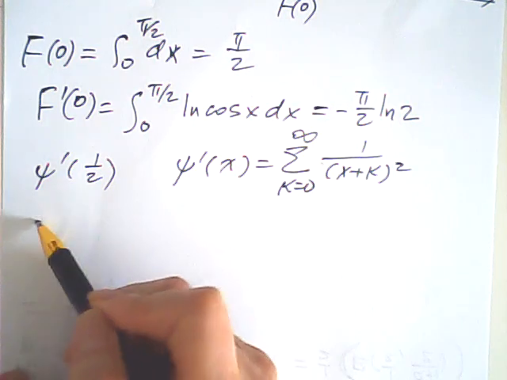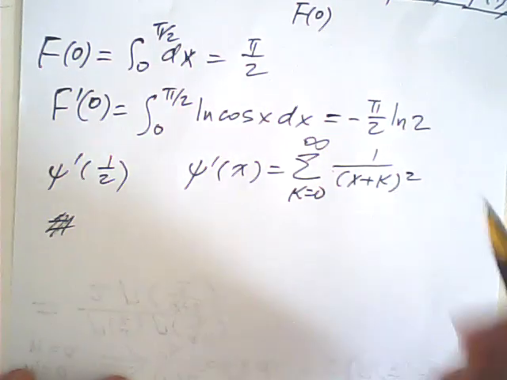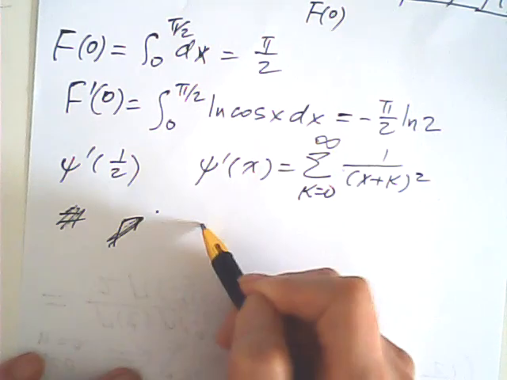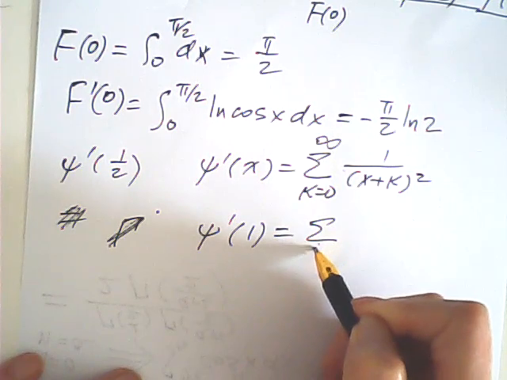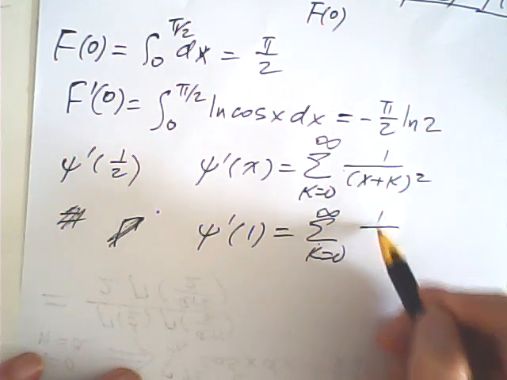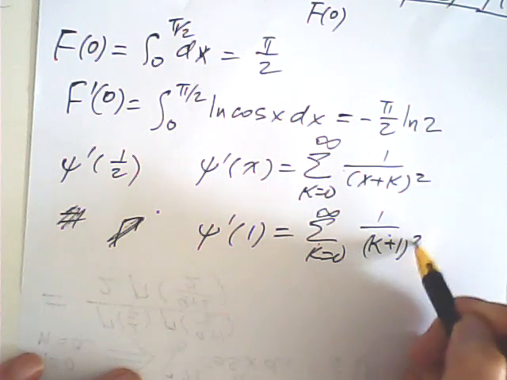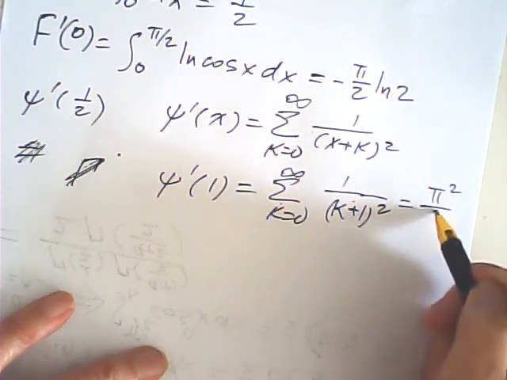So this is later, okay. Trigamma of 1 is equal to the sum k equal to 0, 1 over k plus 1 squared. Yeah. So that is pi squared over 6, right? That's the Basel problem.